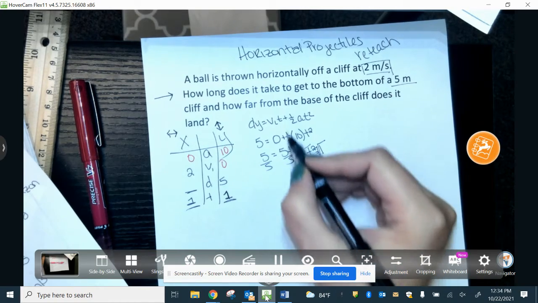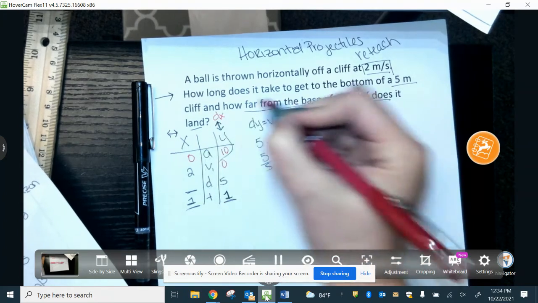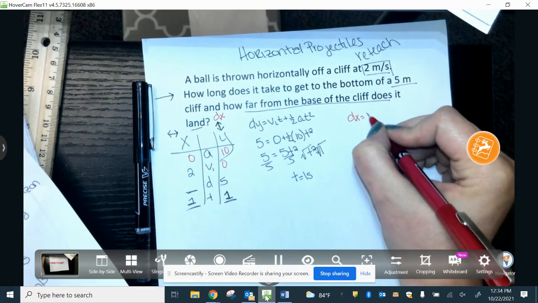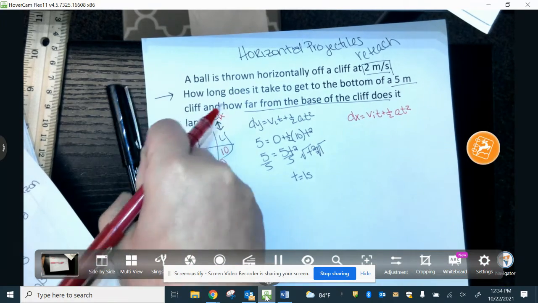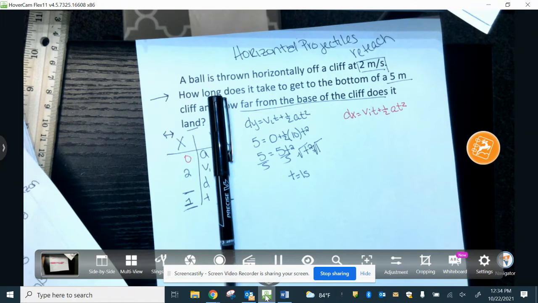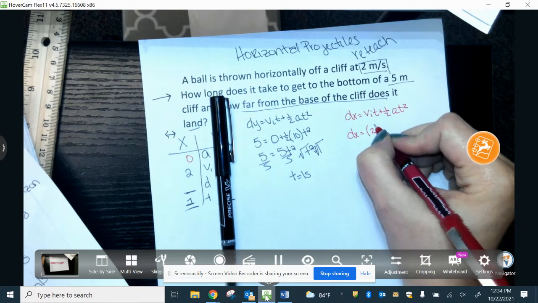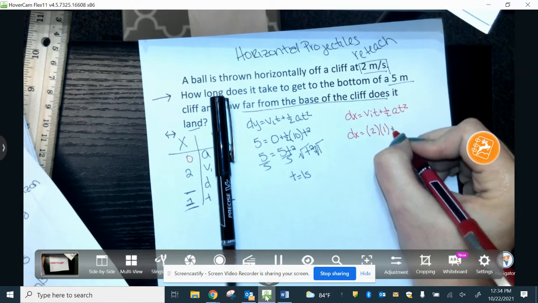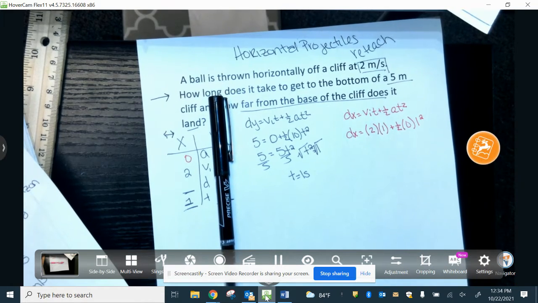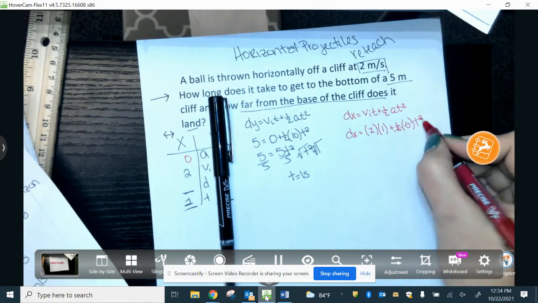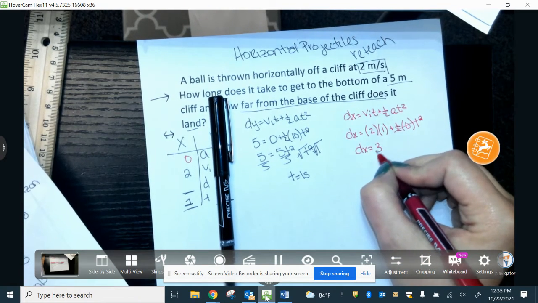How far from the base does the ball land? It really wants you to solve for d of x. So to solve for d of x, the same formula. This time though, I'm not going to use anything for my y side. I just want to use my x side. So d of x equals 2 times 1 plus 1/2, 0, 1 squared. 1/2 times 0 times 1 squared, all that multiplies out to be 0, so we don't need to do it. So that means my d of x is equal to 3 meters.